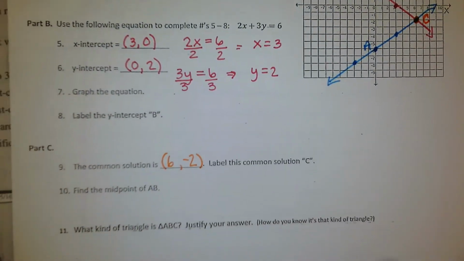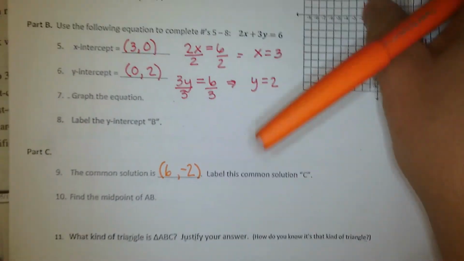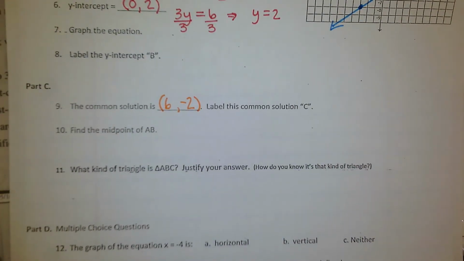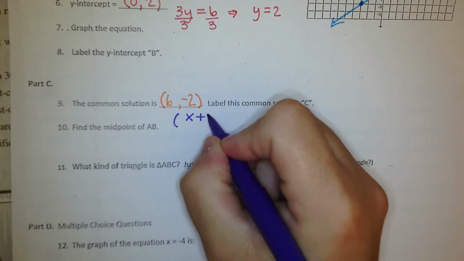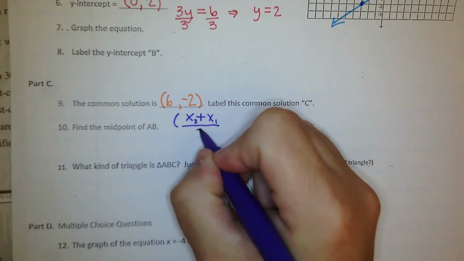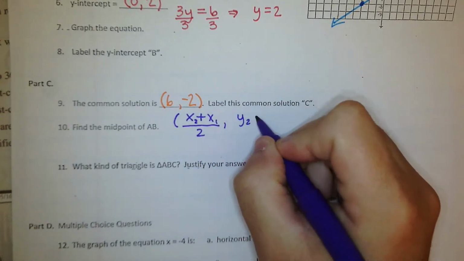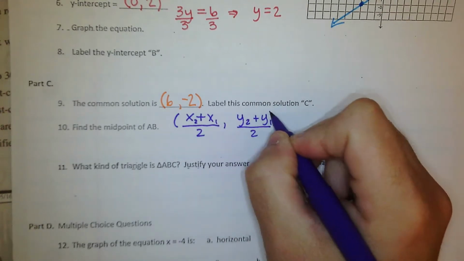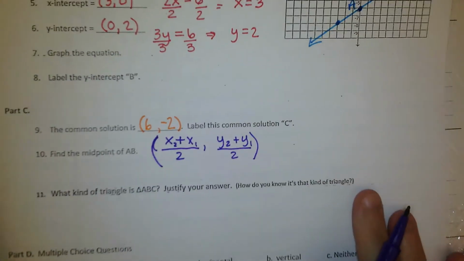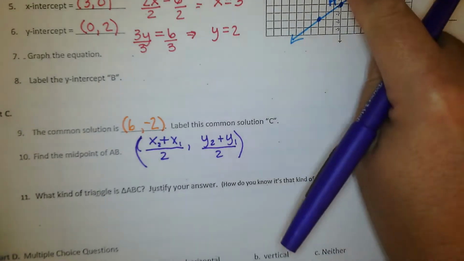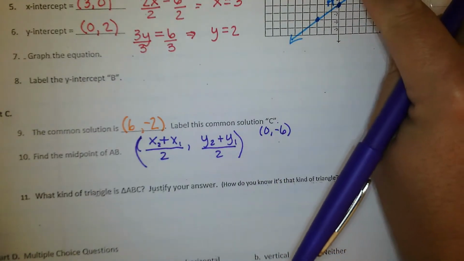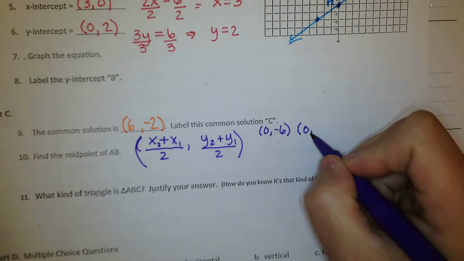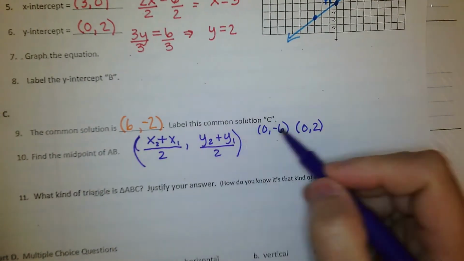Now they want us to do the midpoint of AB. So in order for us to do midpoint, we're going to have to use the midpoint formula. So our midpoint formula, if you remember from last lesson, is your x's added up and divided by 2, and your y's added up and divided by 2. Remember, this is a coordinate. So my coordinate for A is 0, -6. And my coordinate for B is 0, 2. And what we're going to do is plug these in.